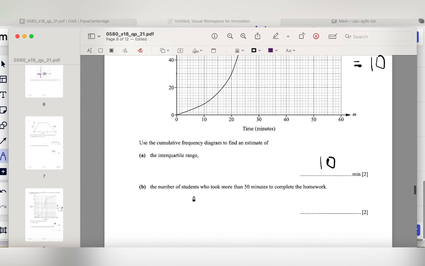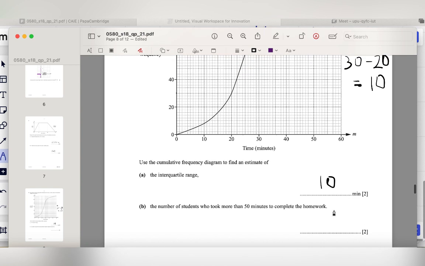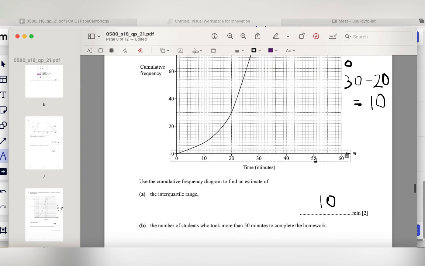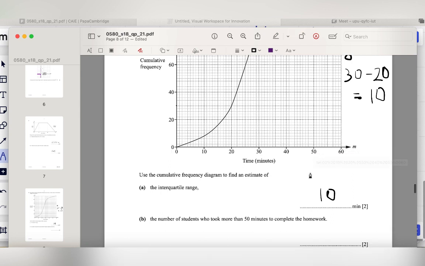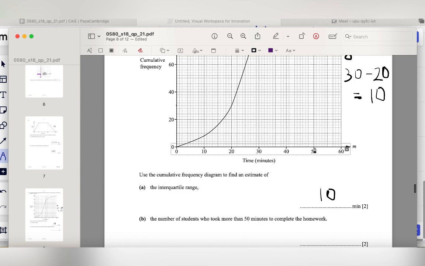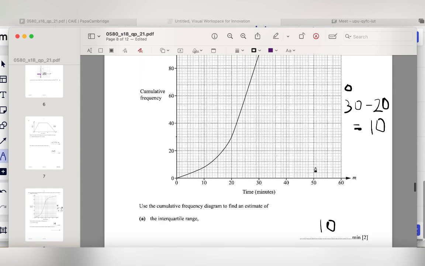Is that okay? Now, the question is the number of students who took more than 50 minutes to complete the homework. How many students took more than 50 minutes to complete their homework? So what we're going to do, you see this 50 minutes here? We're going to trace it to where it touches the curve. Anybody above 50 minutes to 60 minutes are the number of students, but we have to trace it to get the number of students on the cumulative frequency side.